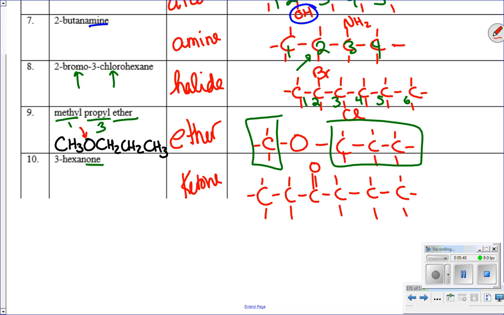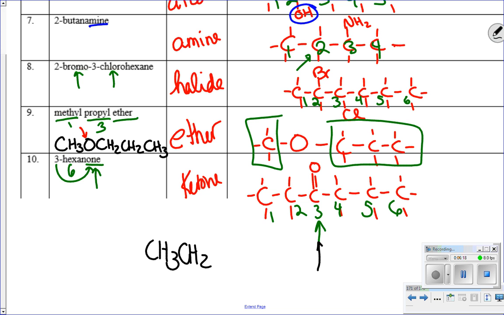I want to contrast this with a ketone in just a moment. I know that this is going to be a ketone because of that one ending. And in a ketone, my number tells me where that double bonded oxygen is going. Hex means 6. 1, 2, 3, 4, 5, 6. So since this is 3-hexanone, that's where my double bonded O is going. When you're condensing this, this is going to condense down to CH3, CH2. My functional group right here is just becoming CO, CH2, CH2, CH3.